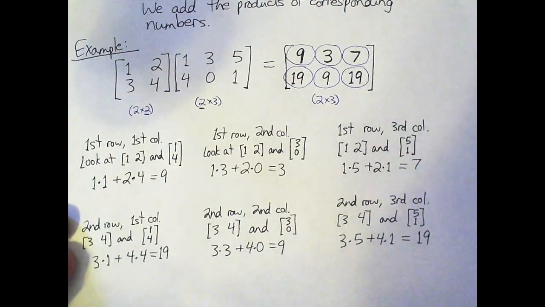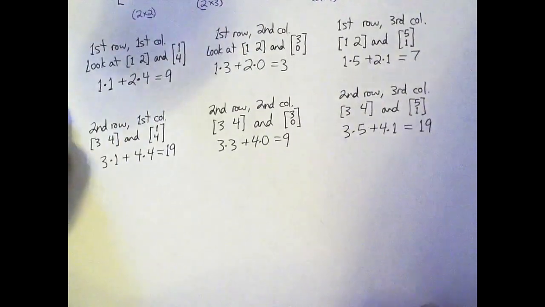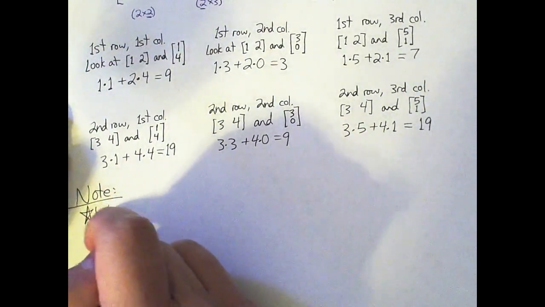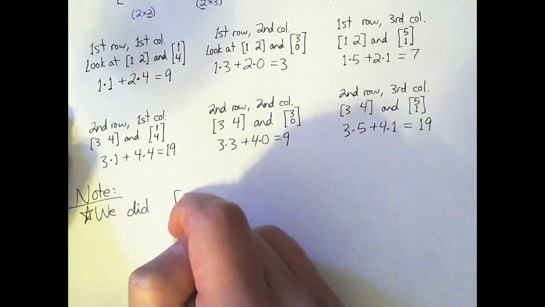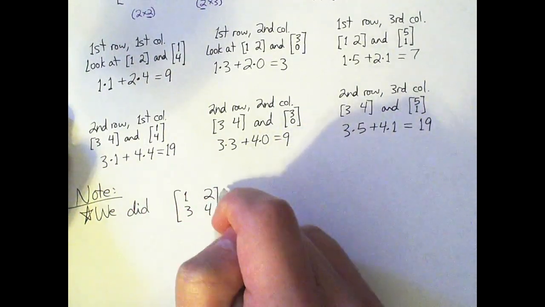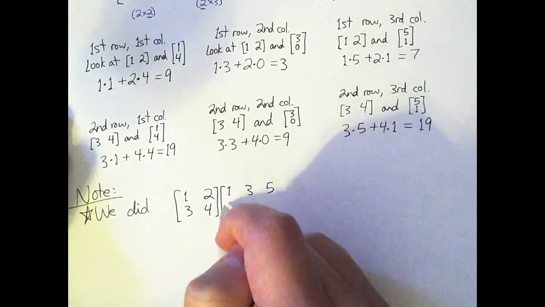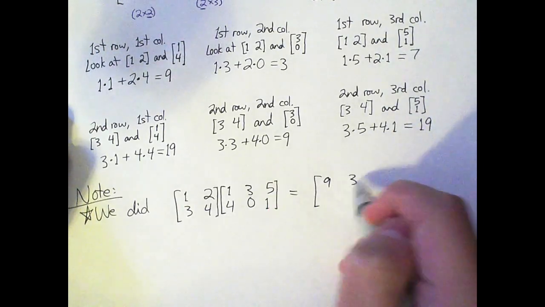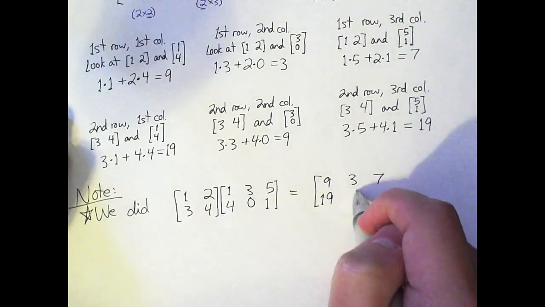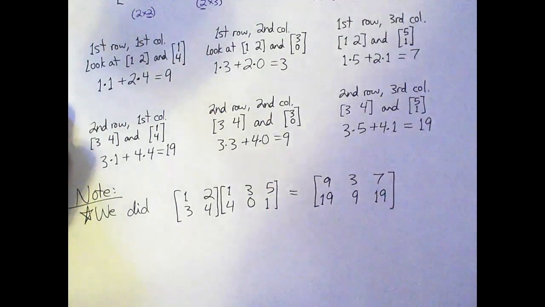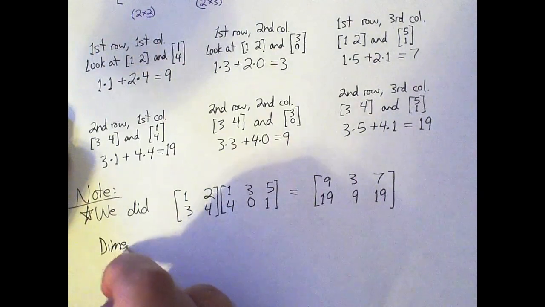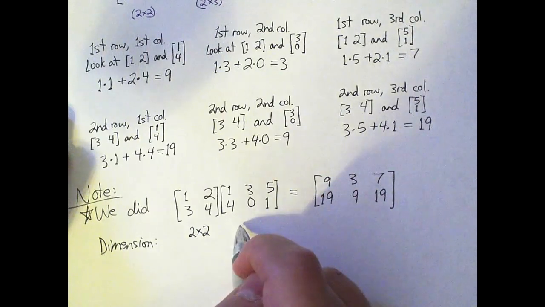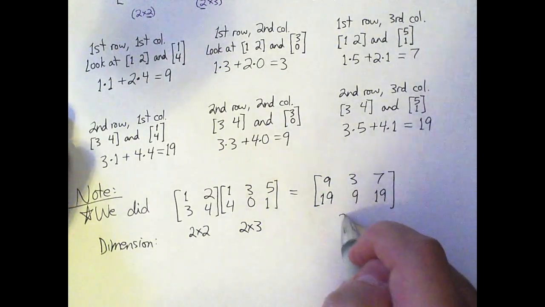So before I show you another one, let me just say a quick note about the one that we just did. So note, we did this matrix times this matrix, and we got this matrix, 3, 7, 19, 9, 19. And I just want to emphasize the dimensions. So this was 2 by 2, this was 2 by 3, and this is 2 by 3.